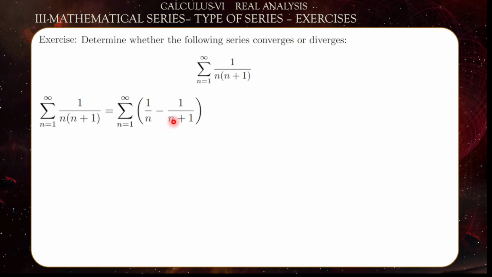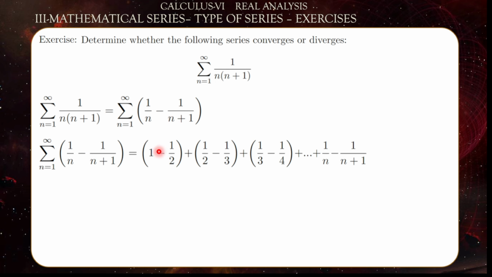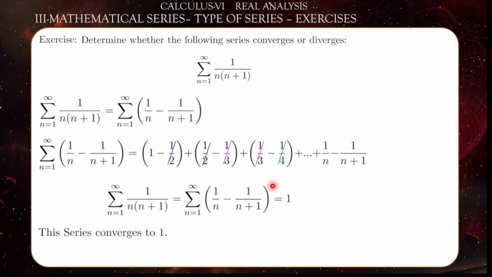So let's develop it. It is equal to 1 minus 1 half plus 1 half minus 1 third plus 1 third minus 1 fourth, etc. And you notice that the middle terms cancel each other. So this is a telescopic series apparently. Okay, so this becomes equal to 1. What remains is 1, which is the first term. All the other terms cancel each other. So this series converges to 1.